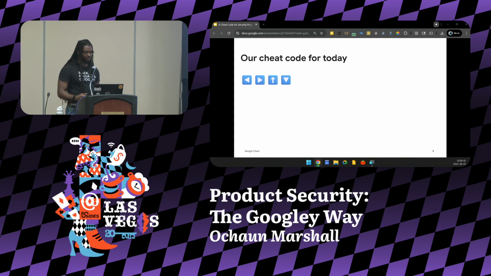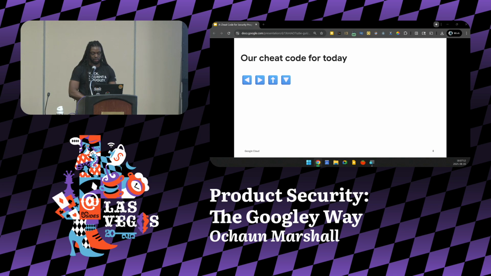Now, shift left is an idea we've heard over and over again. It's a powerful concept. It means moving security into earlier and earlier phases of the development lifecycle, from being an afterthought into a core consideration. But cloud development is complex. You need more than just one direction. The playing field is multidimensional. We need to look at the whole entire board.